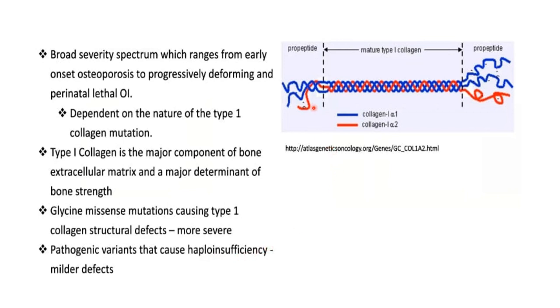So here we can see the structure of mature type 1 collagen, with the collagen 1 alpha 2 chain and the collagen 1 alpha 1 chain.